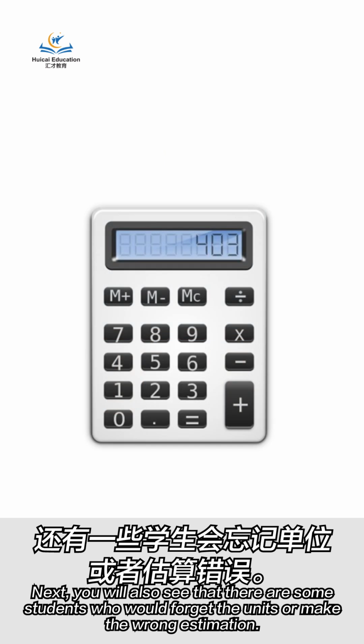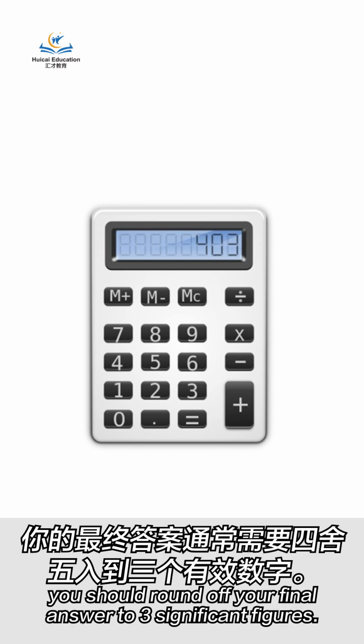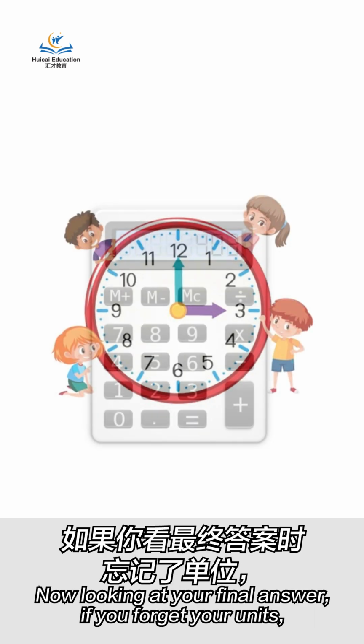Okay, next. You will also see that there are some students who would forget the units or make the wrong estimation. So typically in an O-level examination, you should round off your final answer to 3 significant figures. Or if the answer is in degrees, it should be with 1 decimal place.